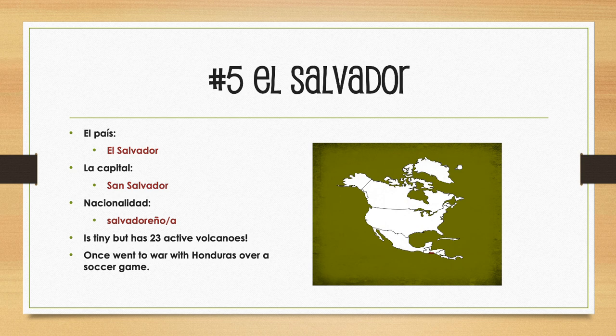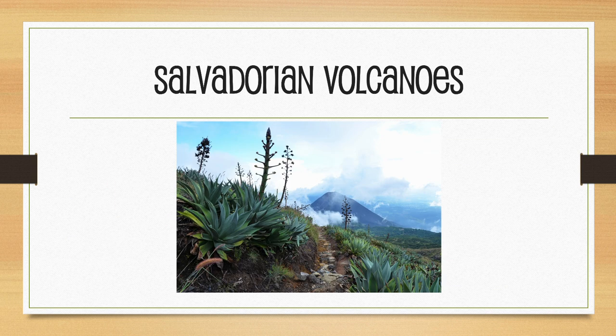Next, we've got the smallest Spanish-speaking country in Central America, which is El Salvador. El Salvador means the Savior, and the capital is San Salvador, which means Holy Savior or Saint Savior. The nationality is Salvadoreño or Salvadoreña. El Salvador is famous for being a teeny tiny country with 23 active volcanoes. So many volcanoes, and it once went to war with Honduras over a soccer game. Here is a view of what some of those volcanoes look like.